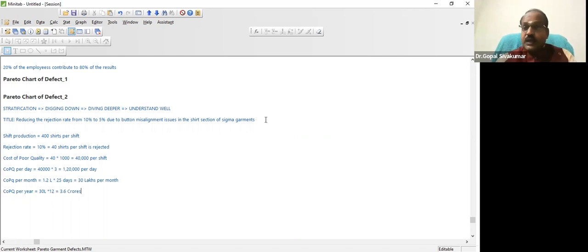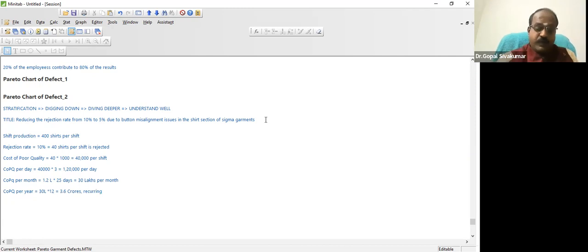So how much is the cost of poor quality for the problem we understood and are going to address? How much is the loss? 3.6 crores. This is a recurring loss. If it is unattended, every month and every year the company will be losing money. So it's a very burning problem. It must be attended to, right?